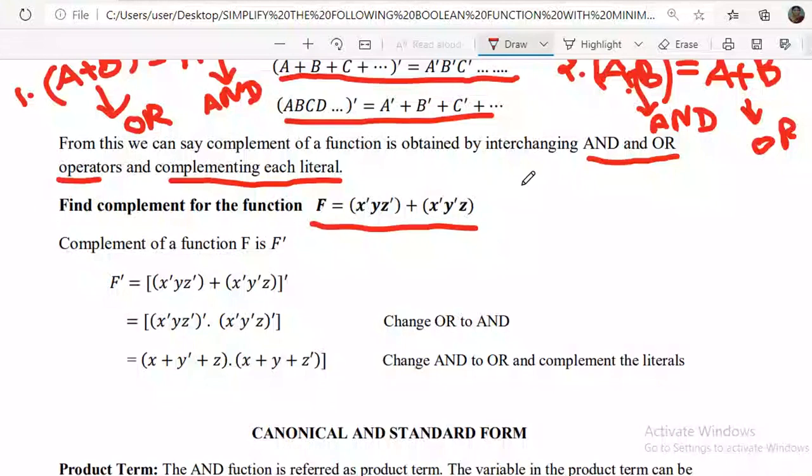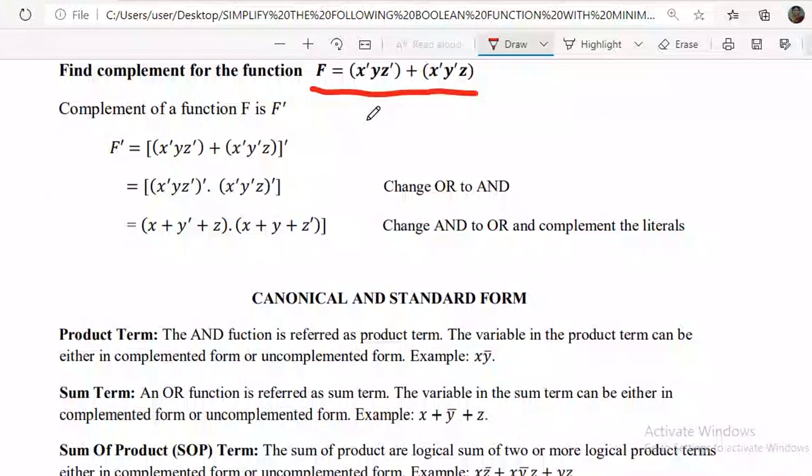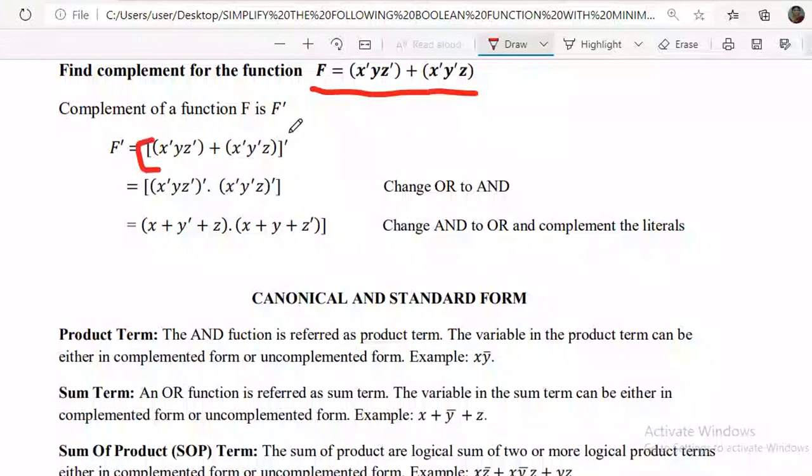So what I'm going to do is take the complement. You should not simplify this. What is the question given? As such you have to write it and take the complement. You have two product terms, and you can see the whole bar is made over them. The function which is given is put in brackets and a whole dash is made over it. Since we are going to take the complement of the function, it is taken as f dash.